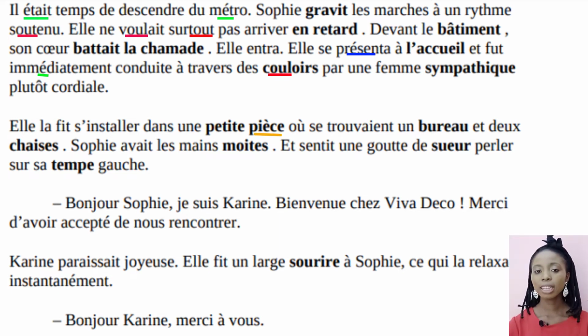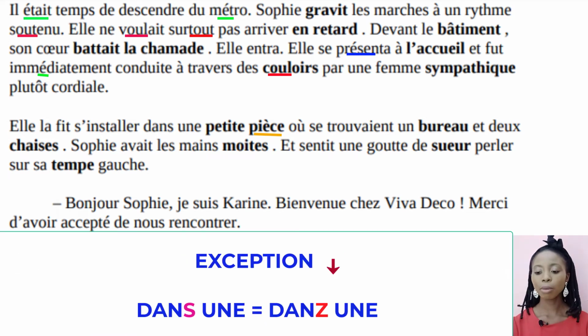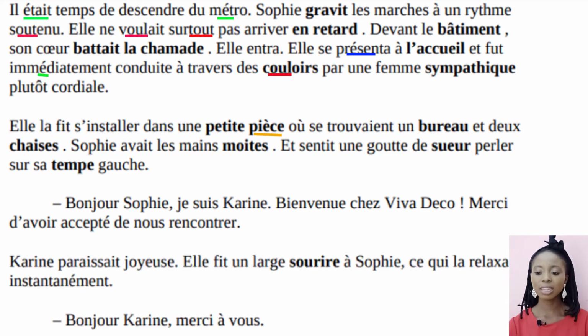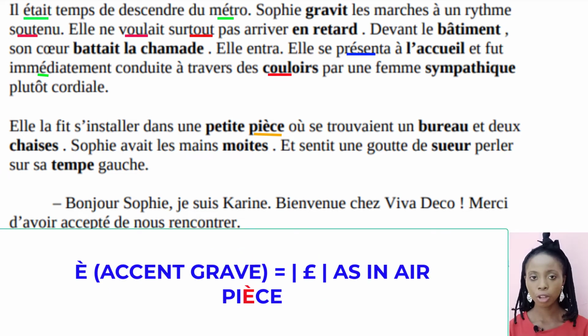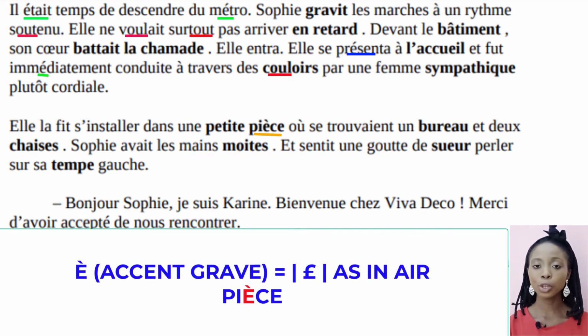Note, you can say dans une. But this time around, S is not in between two vowels, so these are exceptions. So if you want to read well in the French language, you say dans une petite pièce. This time around, we're not having E accent aigu, we are having E accent grave. So we have pièce. Accent aigu gives us the sound A, accent grave gives us the sound E. So that's why we have pièce.